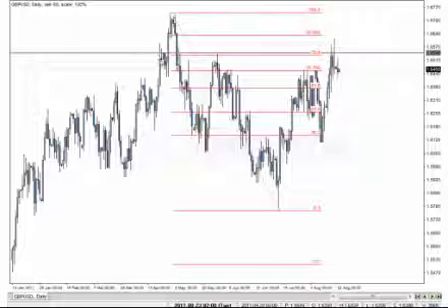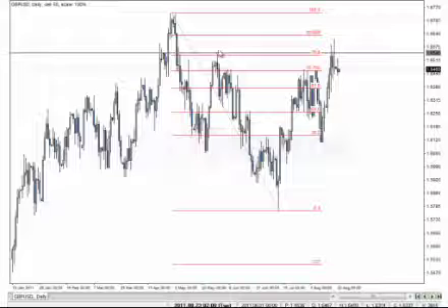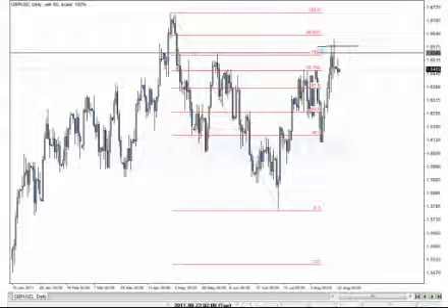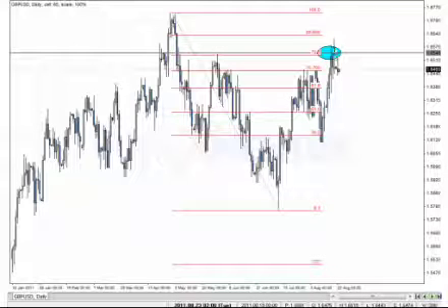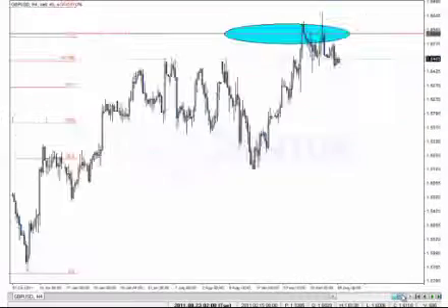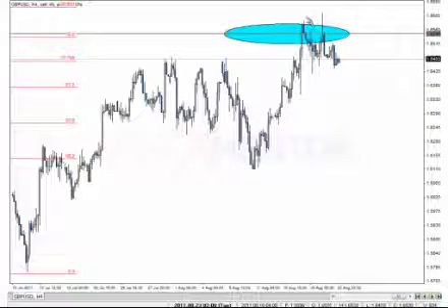You can see this level here holding as resistance, resistance, resistance, and resistance once again. Look at the rejection in terms of the wicks here. So we identified a key area where price is likely to move or bounce from that area. Now if we move to the 4-hour chart, let's have a look at this area a bit closer.